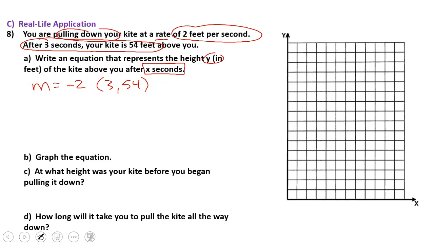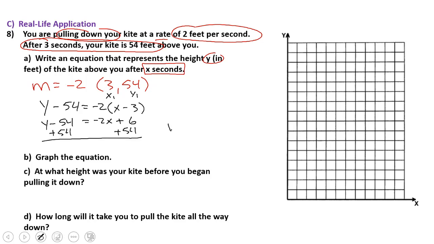And so we can write the equation and we can just go right into it. We're going to label this x1, y1. So y minus 54 is equal to negative 2 times x minus 3. Doing the math, y minus 54 equals negative 2x plus 6. Adding 54 to both sides, we get y equals negative 2x plus 60. Okay, well that's going to help us graph it.